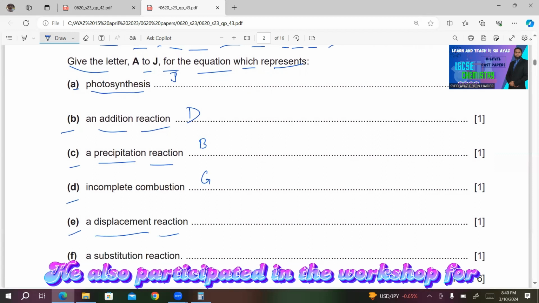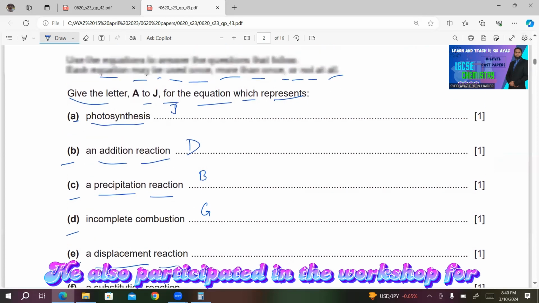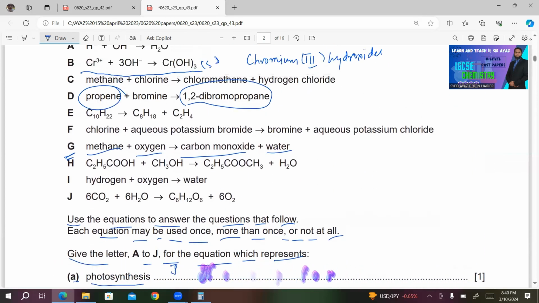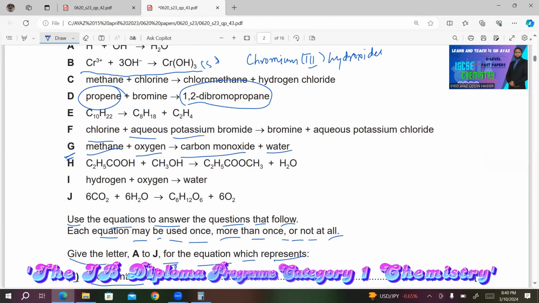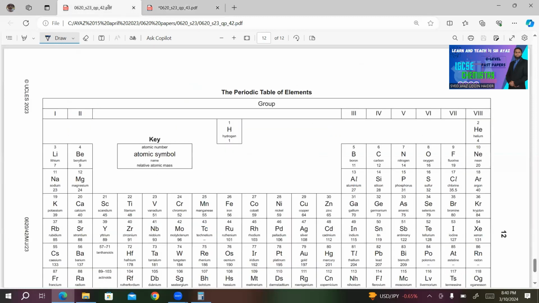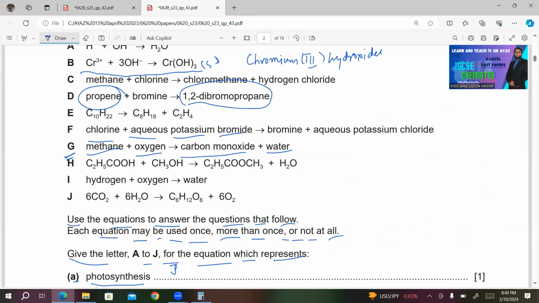E, a displacement reaction. A displacement reaction involves the reaction between a highly reactive element with the compound of the less reactive element. So in F, you can see there's a reaction between chlorine and aqueous potassium bromide. Look at the position of chlorine and bromine. Here they are in group 7. In group 7, the trend is reactivity decreases down the group, which means the halogens at the top will be able to displace the halogens below them from their compounds. Here they are asking about chlorine and the compound of bromine. So definitely this will be the right answer, F.